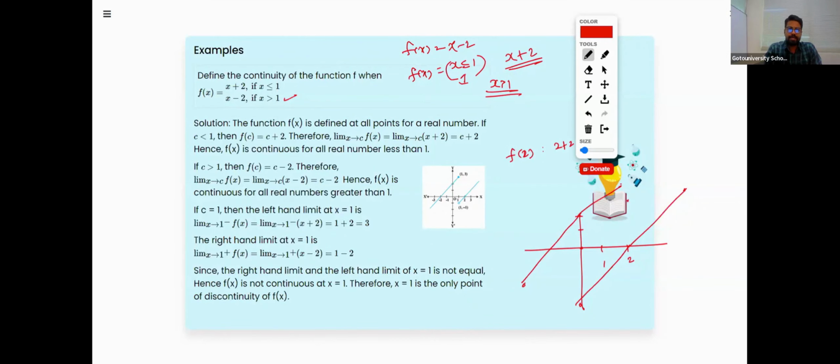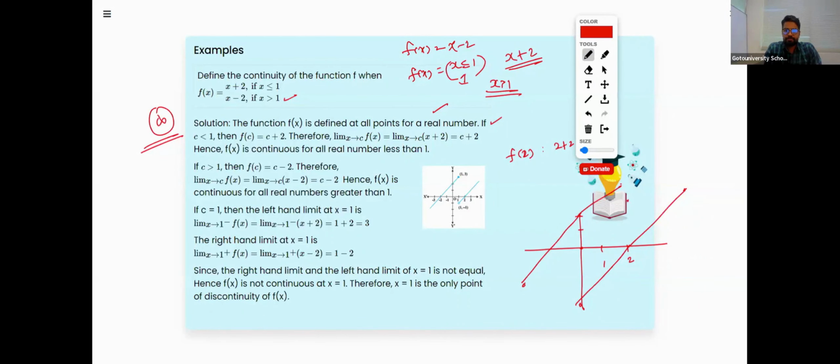It is mentioned here. Say f of x is defined at all the points, for all the real numbers. Is the first point correct? Yes, because whatever real number you substitute here, you will definitely get a real value. There is no infinity here, right? Do you have any infinity here? No. So that means firstly it is defined for the given range and domain.